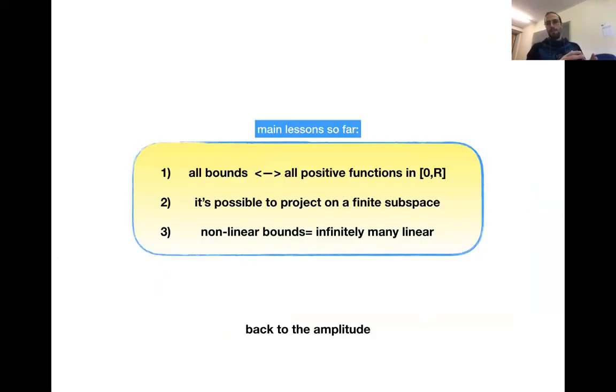The main lesson so far is the following. All bounds that come from positivity are basically one-to-one correspondent to labeling the most general positive function you can integrate the measure against. And it's always possible, taking convex combinations, to remove the moments you don't care about, and so project onto a finite subspace. And if you have infinitely many linear relations, that's the same as getting nonlinear bounds. So this was an analogy, like a preview.